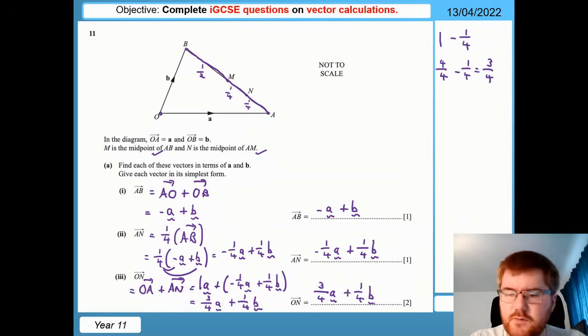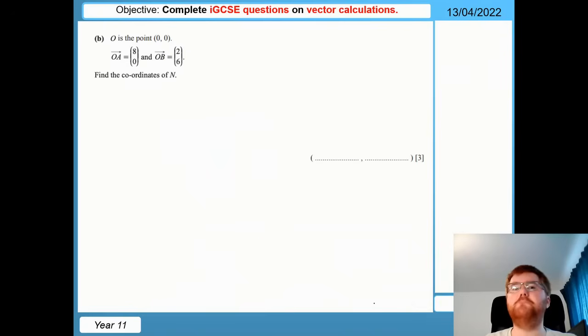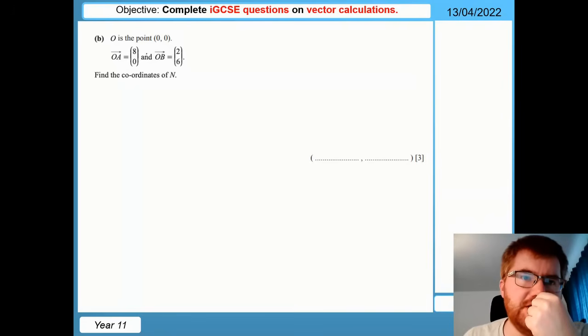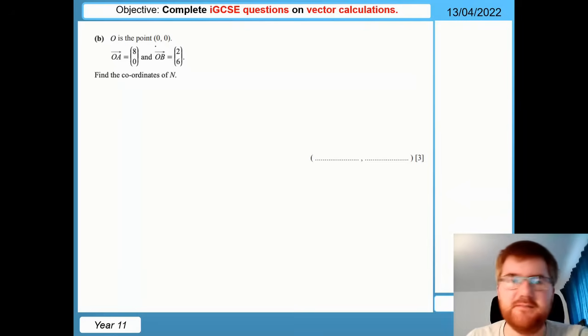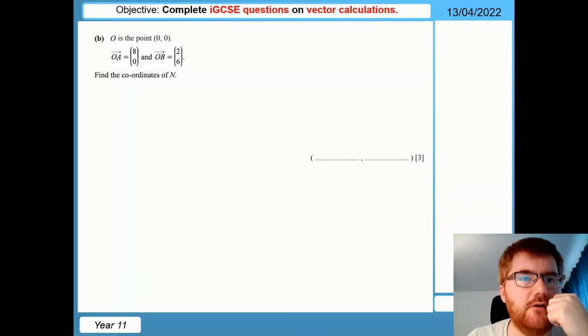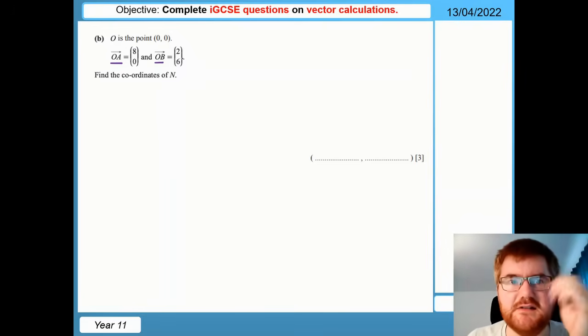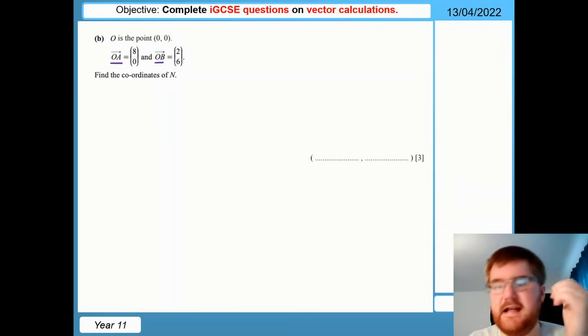Question B is a nice little twist. I haven't seen a question much like this, but I think it's quite an interesting one. So O is the point 0, 0, so that's going to be our origin point. And we're told the vector OA is equal to 8, 0, so 8 to the right and 0 downwards, and OB is equal to 2, 6, so 2 to the right and 6 upwards. And we need to work out the coordinates of N.